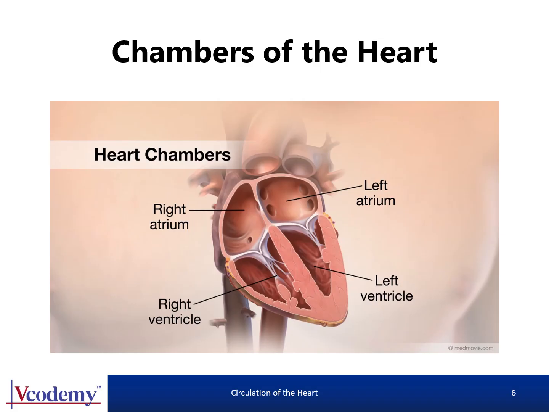The left atrium receives oxygenated blood from the four pulmonary veins and pumps it through the left atrioventricular orifice guarded by the mitral valve into the left ventricle.